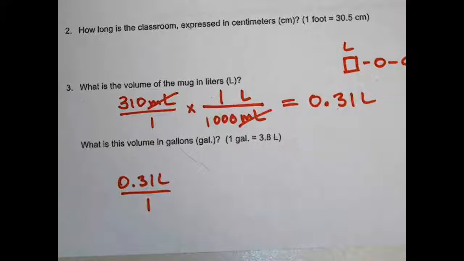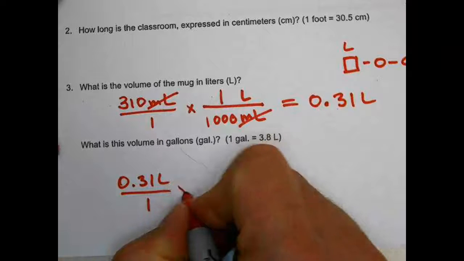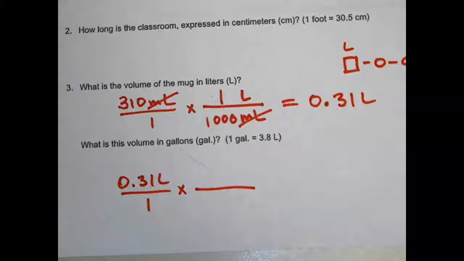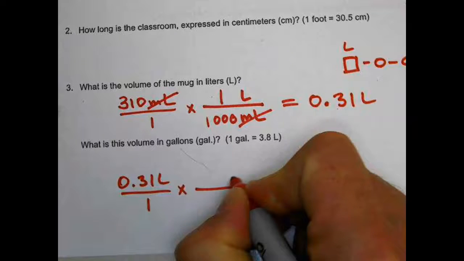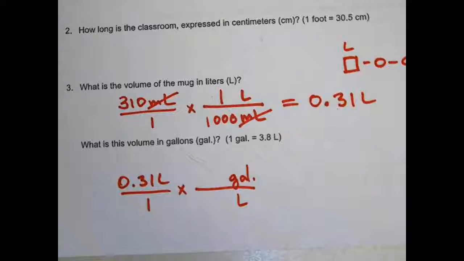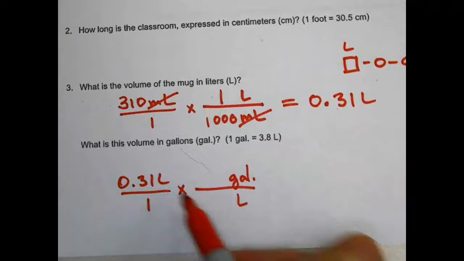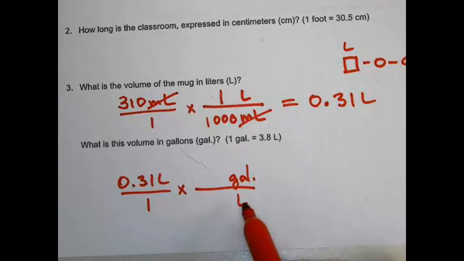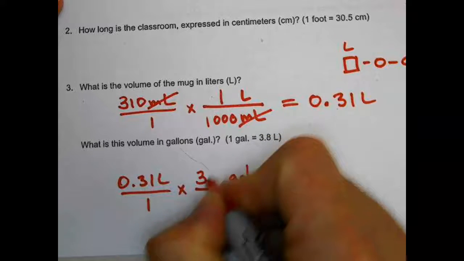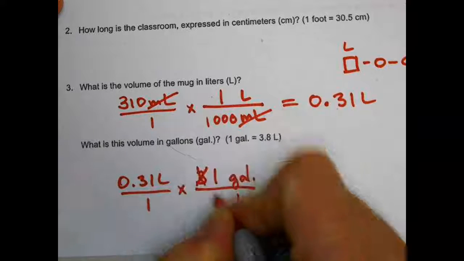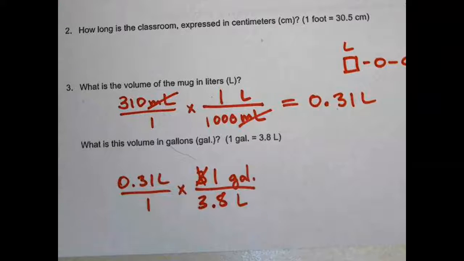Put that over 1. And then your next fraction, what's that going to look like? What units are going to go on the bottom? What's going to go on the top? Okay, so you should say that liters would go on the bottom and gallons goes on the top, because we're trying to get rid of liters and we're trying to get gallons. So we'll cancel liters by putting it on the bottom, get gallons by putting it on top. And if we look at the conversion factor, it says 1 gallon is equal to 3.8 liters.